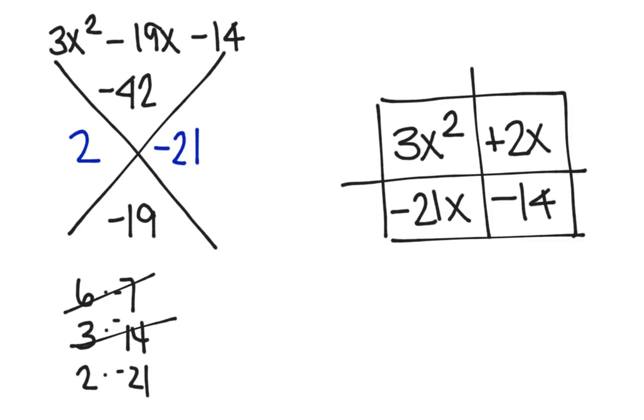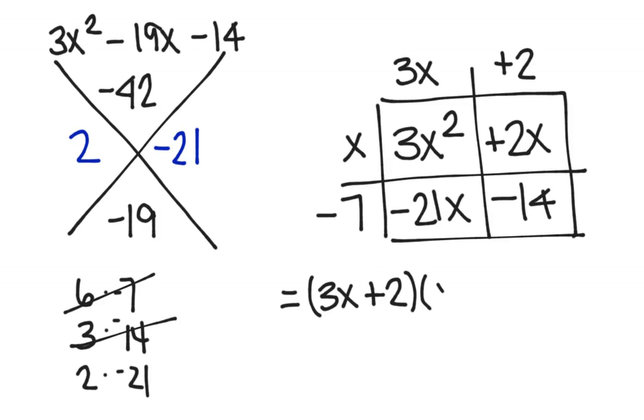Going down, 3x squared and negative 21x, we've got a 3 and an x, and because that top term is positive, we go with the positive 3x. 2x and a minus 14 can both be divided by positive 2. Again, since the 2x is positive, we put plus there. Across, 3x squared and 2x will give me an x. Negative 21x and a negative 14 can both be divided by 7. However, since my 21x is negative, we need the negative sign there. So we think this factors into 3x plus 2 times x minus 7.